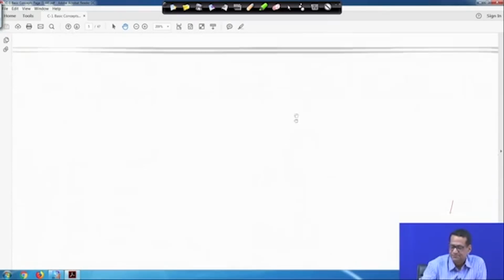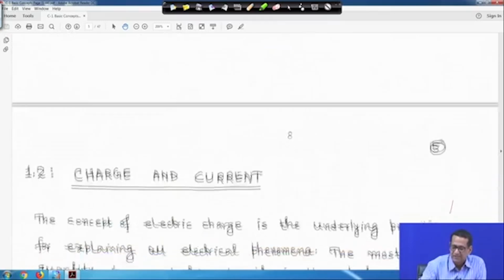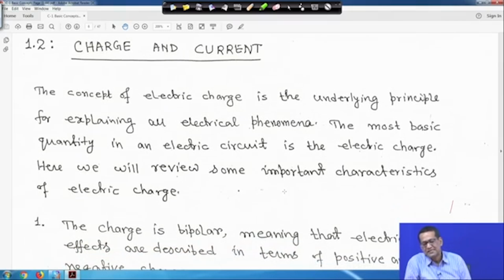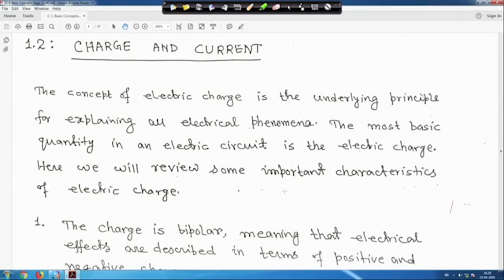Next is charge and current. The concept of electric charge is the underlying principle of explaining all electrical phenomena. The most basic quantity in an electric circuit is the electric charge. Here we will review some important characteristics of electric charge. Then we will come to the current. Actually, current is the rate of change of charge flow. So, we will come to that.